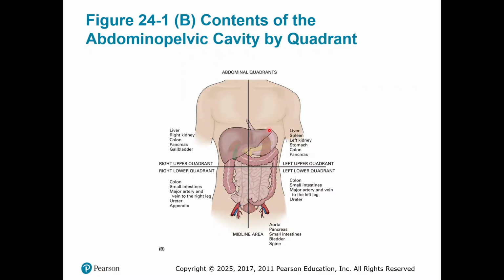Here's the divisions of the 4 abdominal quadrants. Again, you need to know what organs lie in what. You need to understand that the majority of the liver is in the right upper quadrant here, but it also extends to the left upper quadrant. And we have the lower quadrants as well.